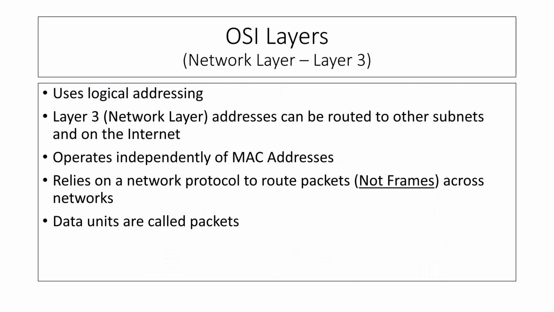And layer 3 relies on a network protocol to route packets. Here, now we're talking packets. Remember in layer 2 we had frames. And these packets are used to route across networks. So the data units here at layer 3 are packets. So layer 2 we had frames, layer 3 we have packets.